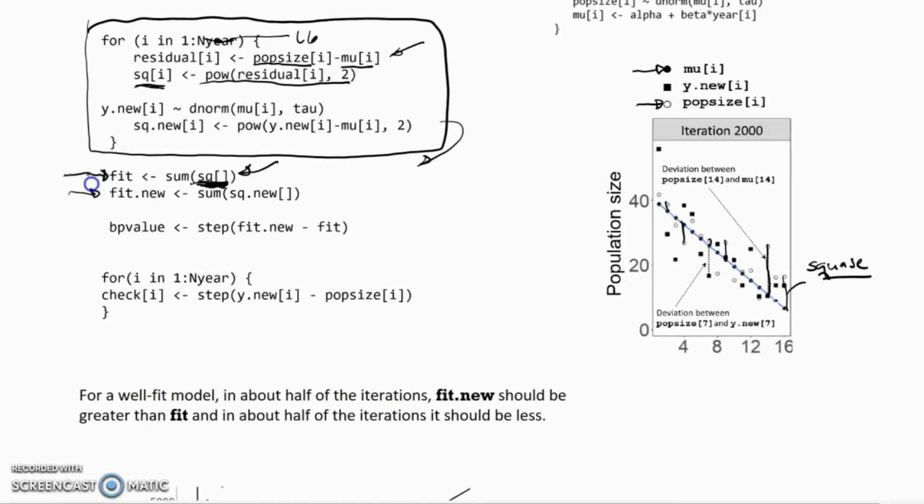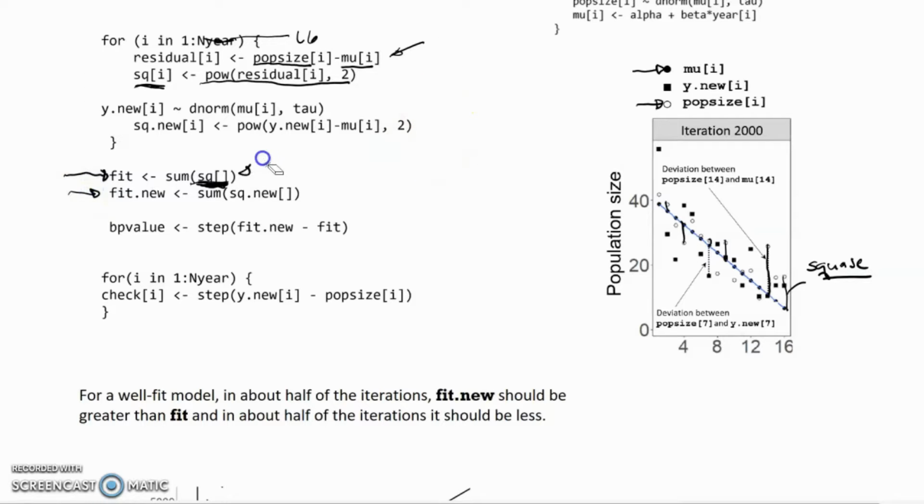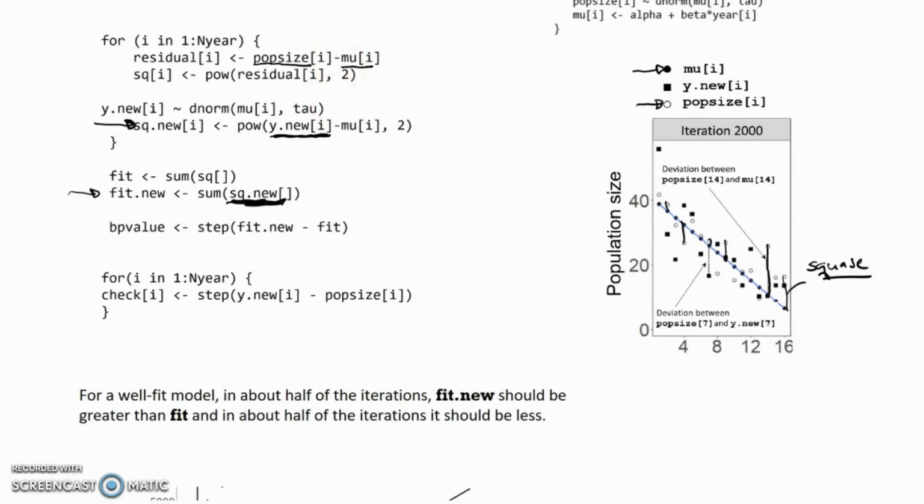So now let's look at fit new. The process here is going to be somewhat similar. So fit new is based on this thing here, and this thing here is based on that. And so what we've done is we've generated a new value, y new i. And that's really the key. And this is kind of the power of JAGS.